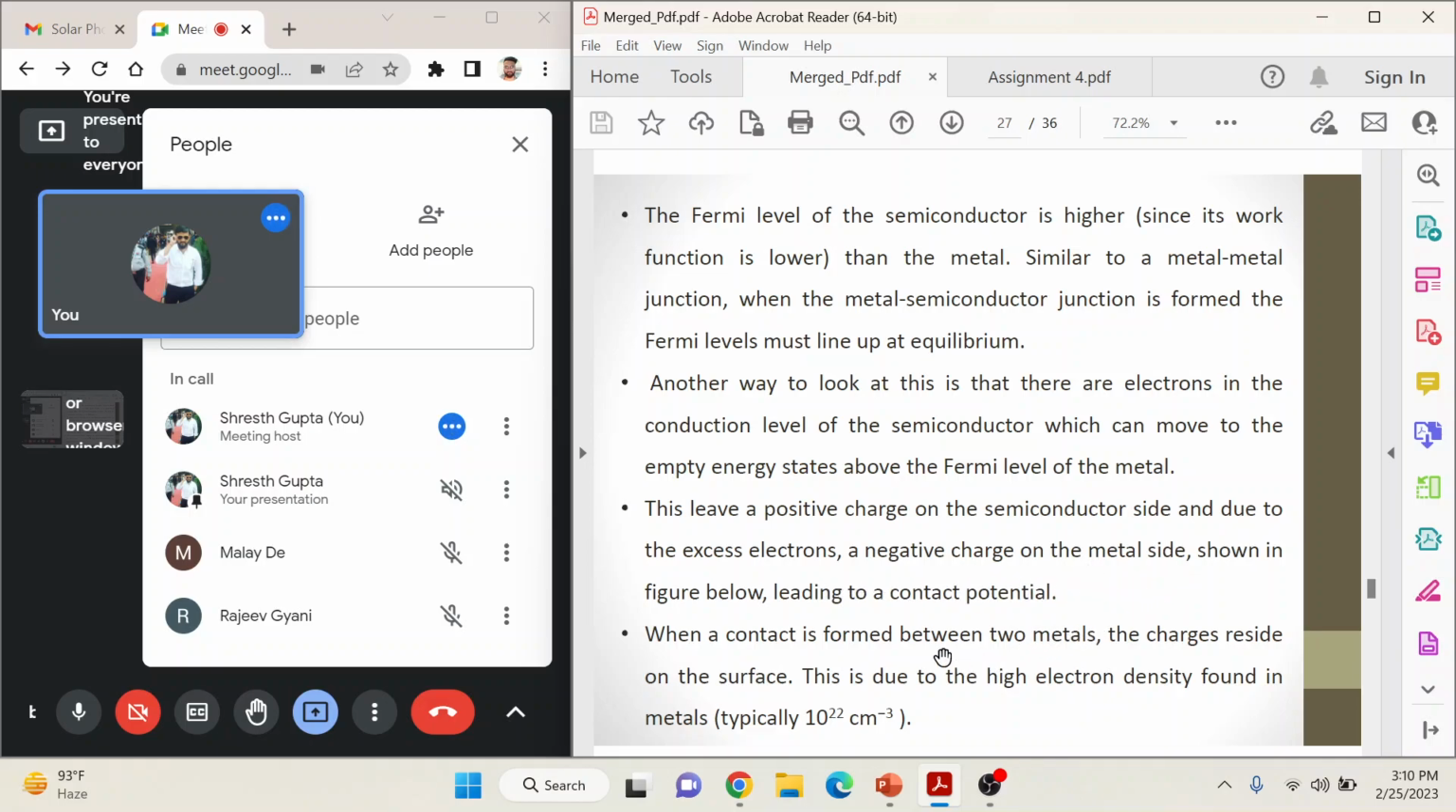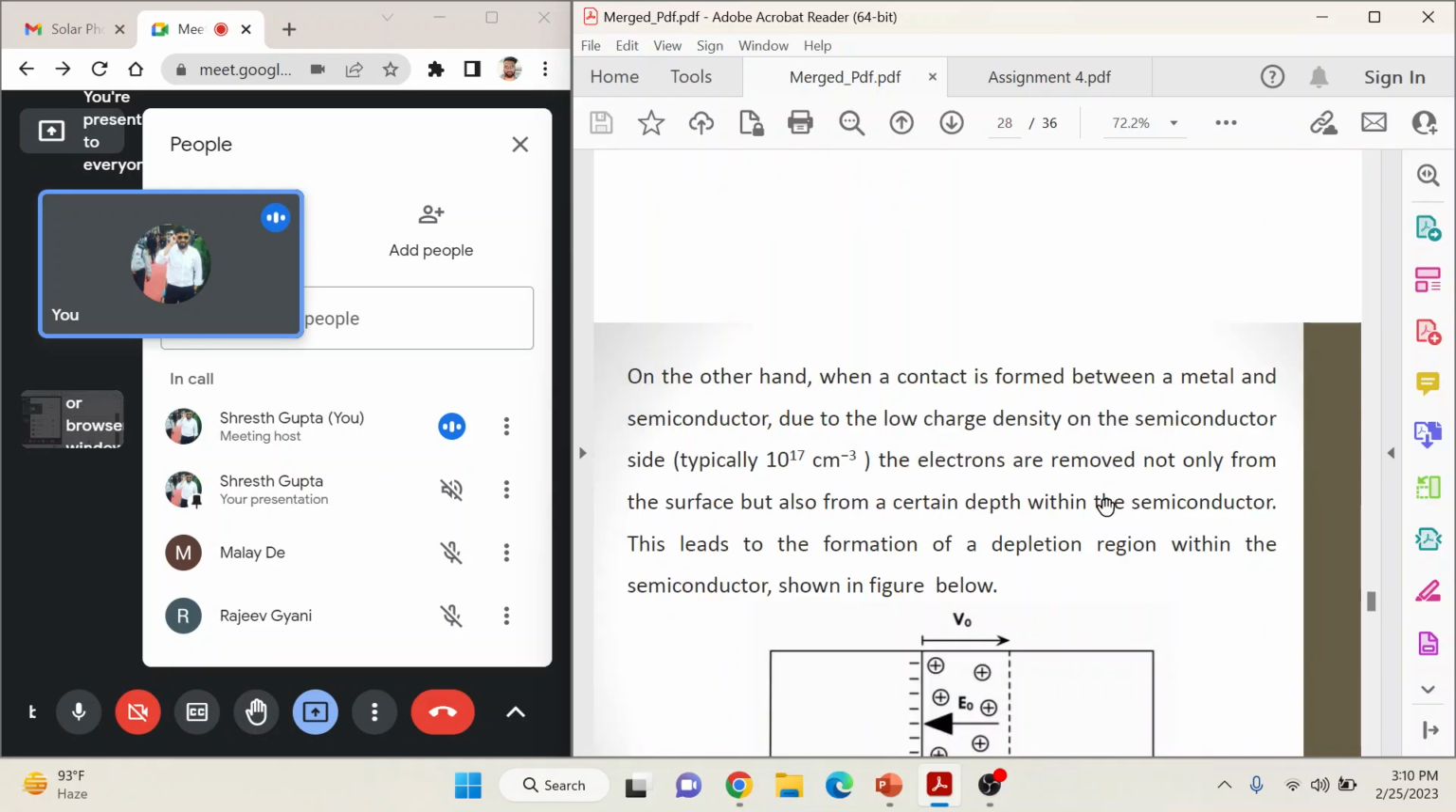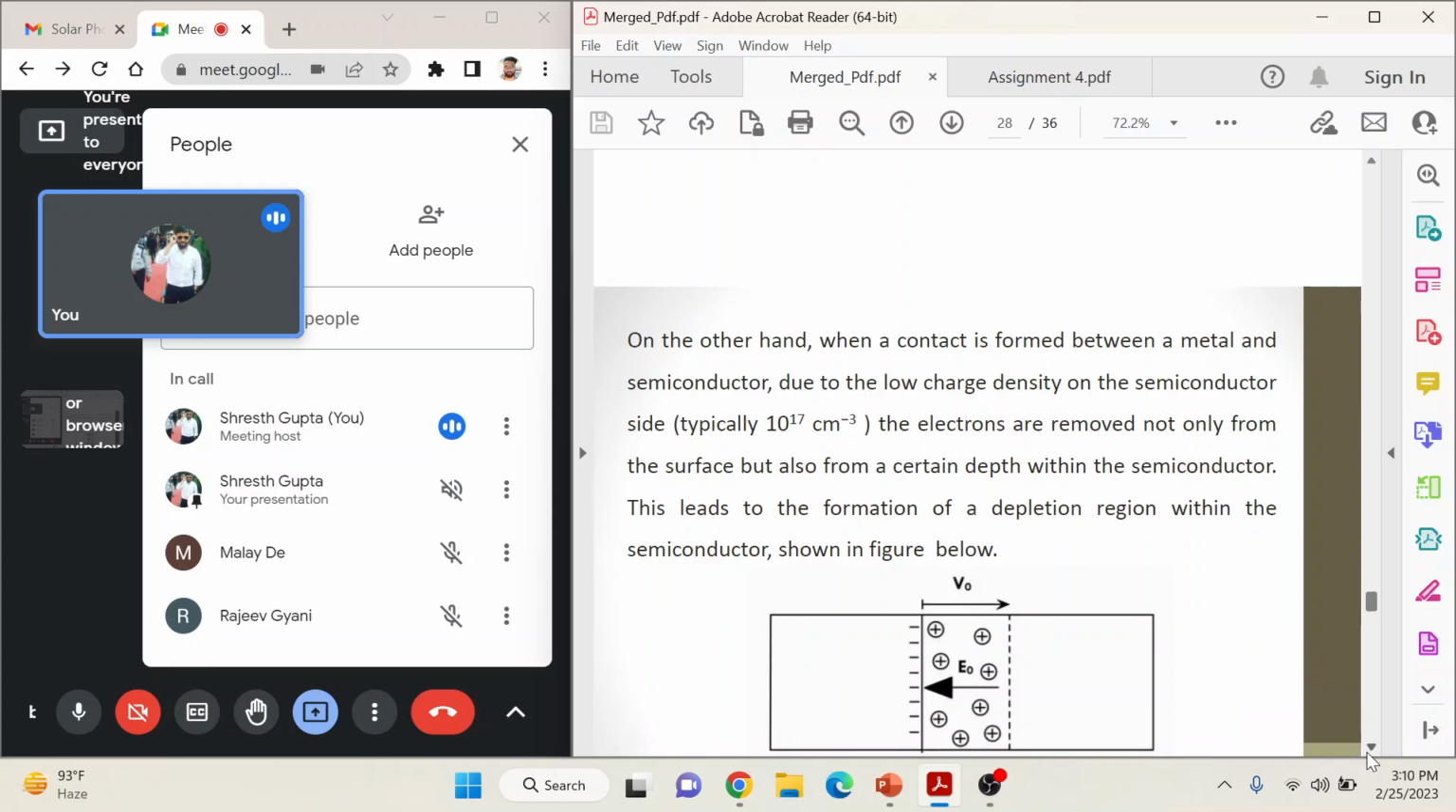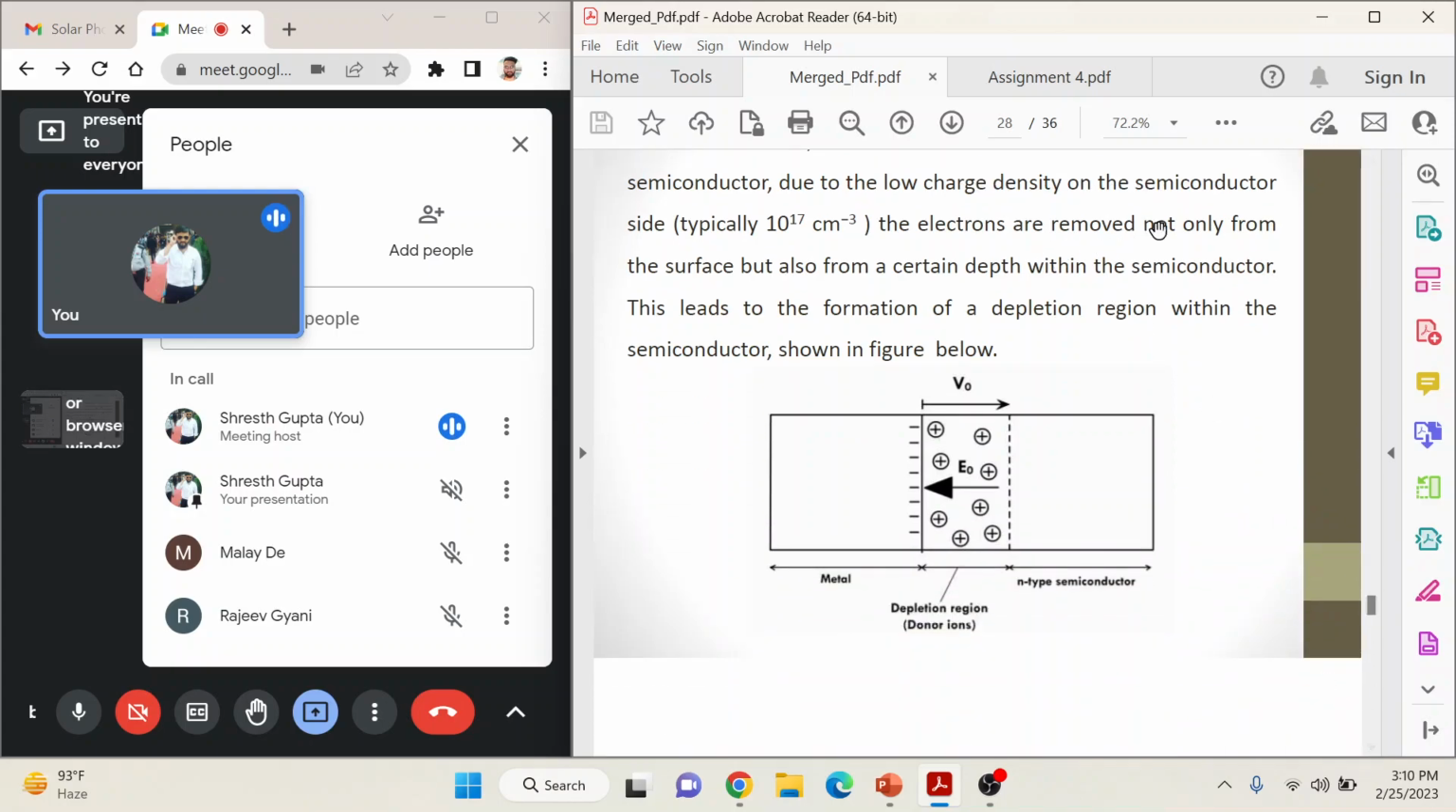Now when a contact is formed between two metals, the charge resides on the surface. This is due to the high electron density found in metals. So what happens as a result? On the other hand, when a contact is formed between a metal and a semiconductor, due to the low charge density in the semiconductor, you consider this a semiconductor and this a metal, this is a depletion region, and we know that there is a low charge density in a semiconductor.